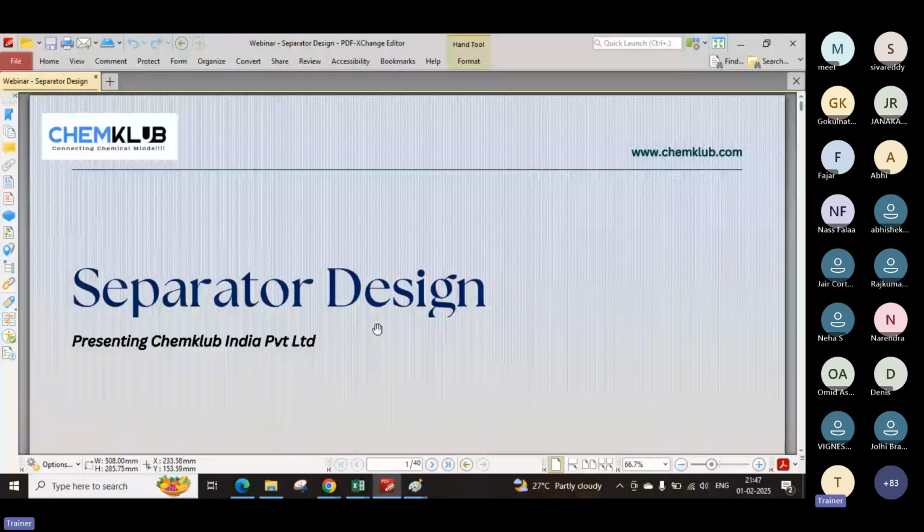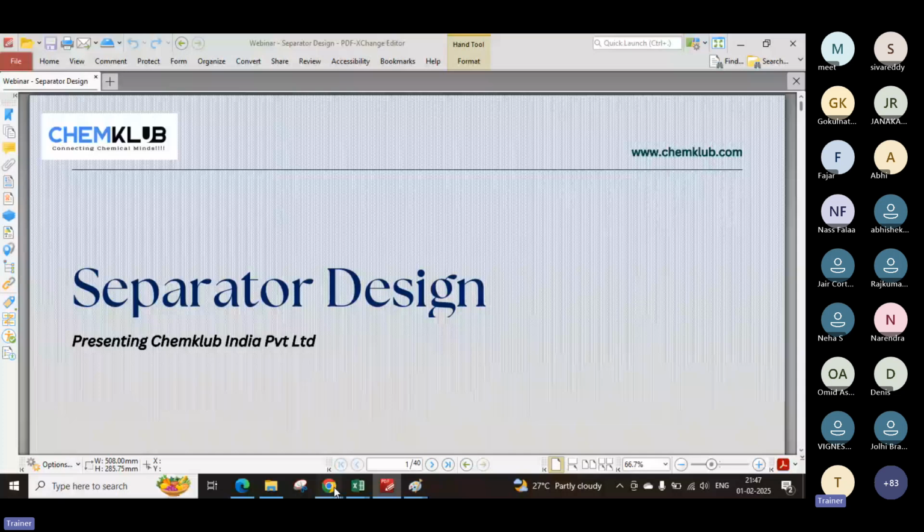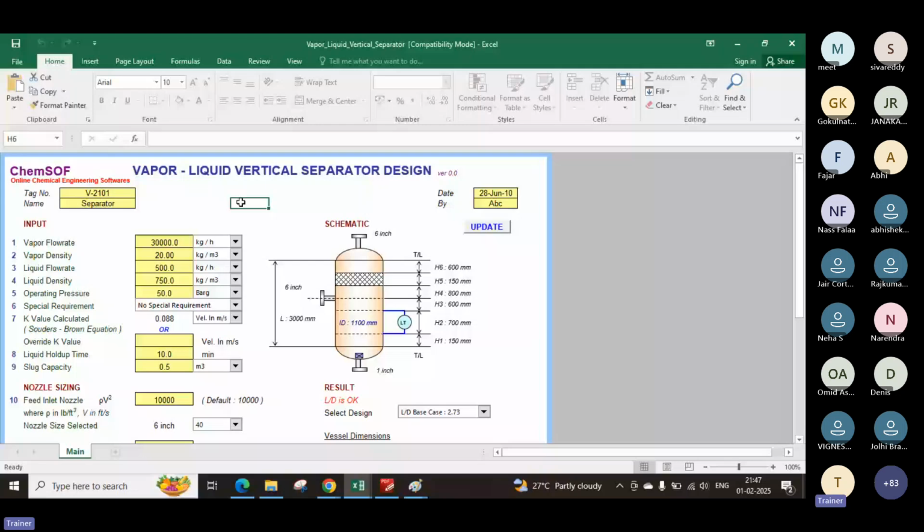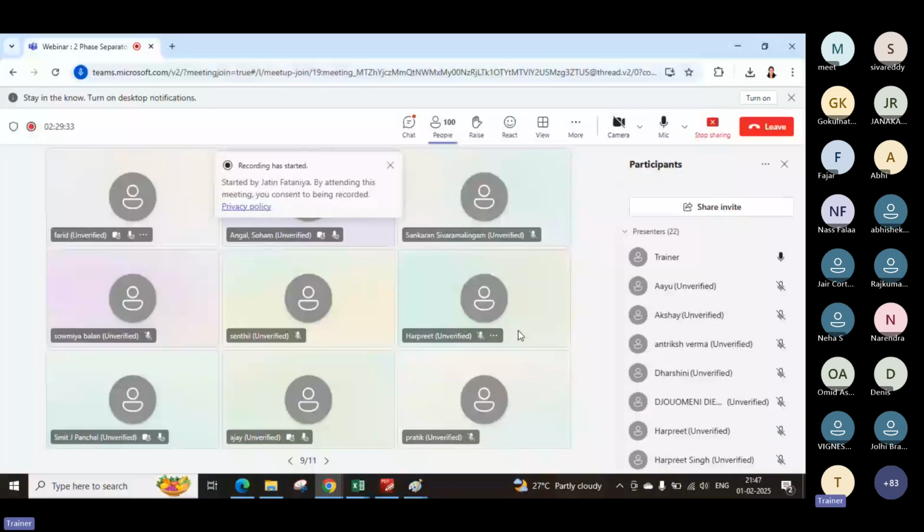Do you have any questions on this? We'll quickly jump back to the separator Excel sheet. Unfortunately, I have taken this from the internet, and this is what we have. We'll go into this, but before that, do you have any questions on what we have discussed till now? Let's go to the separator sizing.